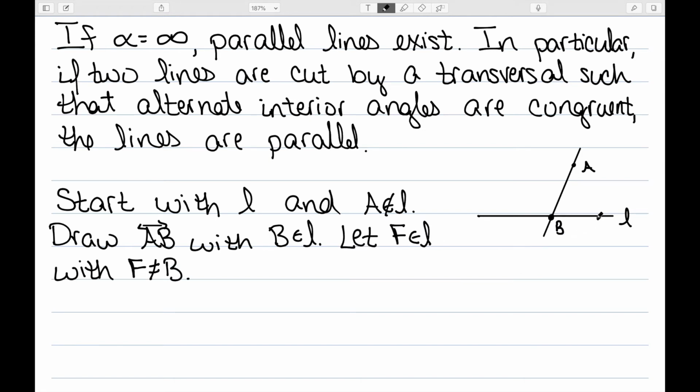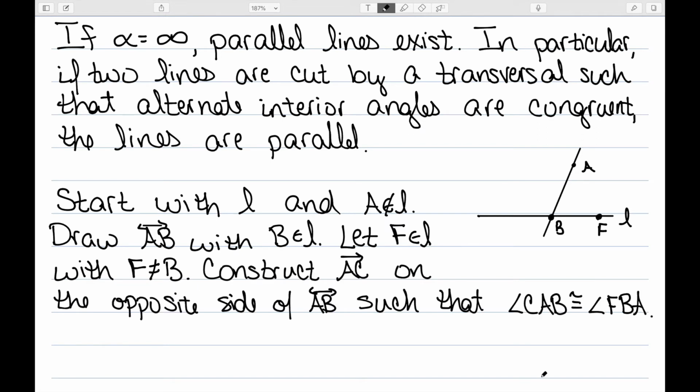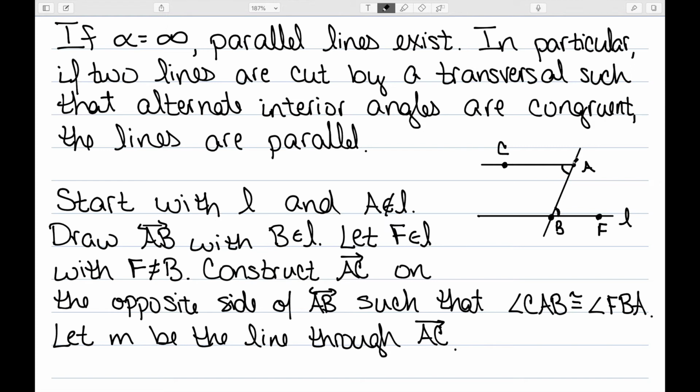I'm then going to pick another point F on this line L with F not equal to B. So any point on this line with F not equal to B. The next thing I want to do is construct a ray, AC. So this ray here will be C, on the opposite side of AB of F. So I don't want to construct it on the right-hand side for this particular picture. I want to do the opposite side of F, such that this angle CAB is congruent to FBA. So I'm constructing this so that my alternate interior angles are congruent. I then want M to be the line through the ray AC, so I essentially want to extend out this ray to a full line and call that M.